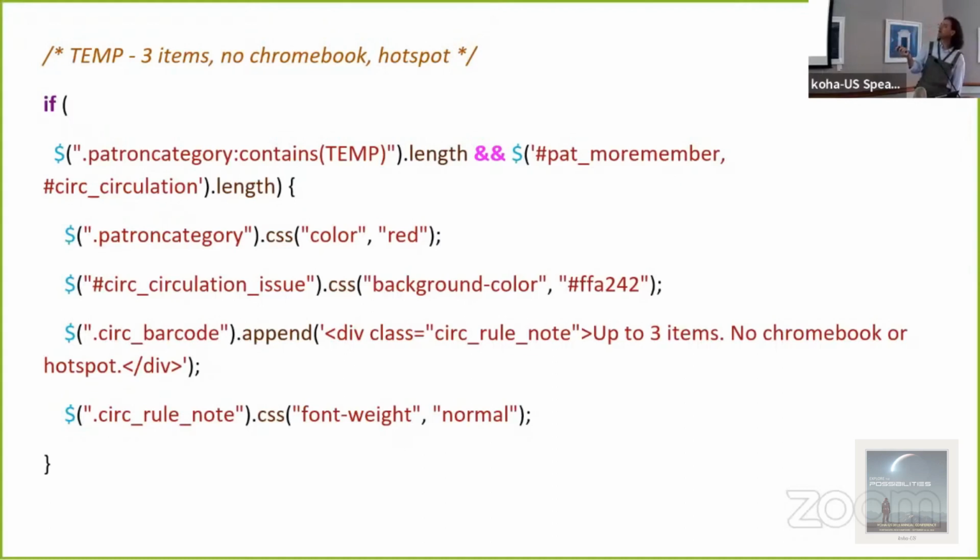So there aren't a million of these, but for the different sets of permissions, each one gets some ifs up front. Here are the IDs for the 2 pages in circulation where you see a patron record: the patron details, and the checkout page. So if you're on either of those, and the patron category is in there, and they are temp, then make it red, make the background a weird color, and put this little note in there.